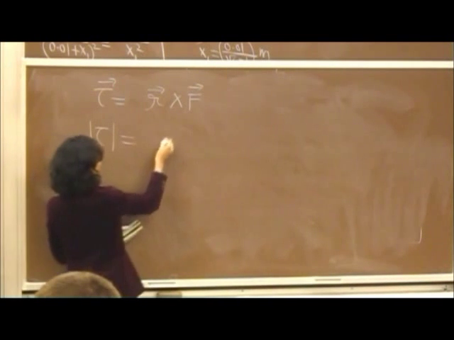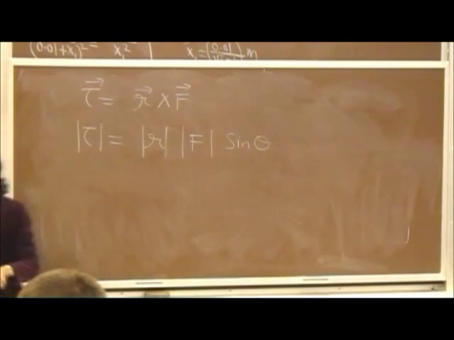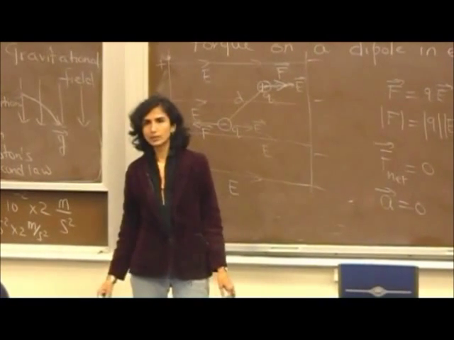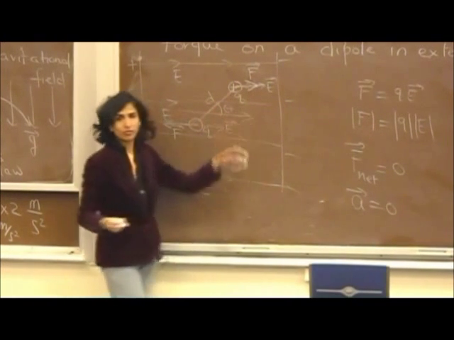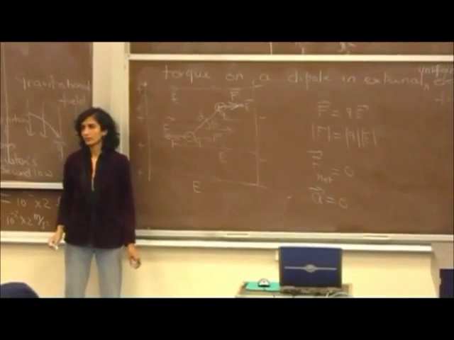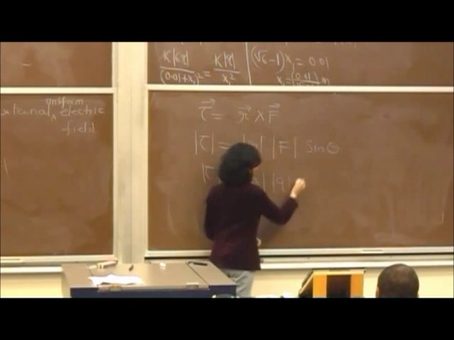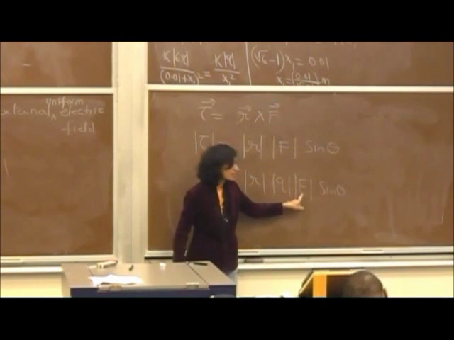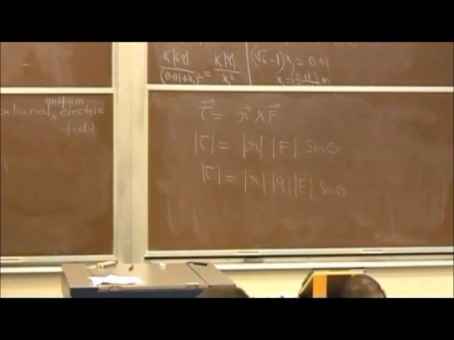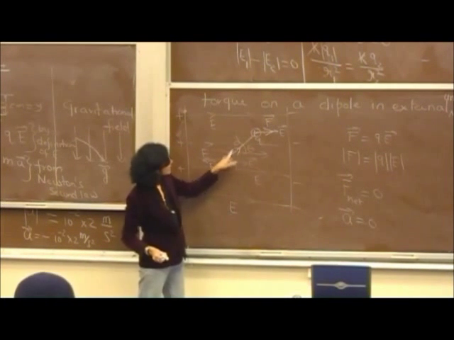Now, what would be the magnitude of torque? Let's first think about the magnitude of torque. It's the magnitude of R, magnitude of the force, times sine of the angle between the force and R, right? Let's say that this dipole is making an angle theta with the electric field. In our case, by the way, can we write the force as F is equal to QE? So then theta will be the angle between the electric field and R, right? R is the vector that's pointing from the negative to the positive charge.